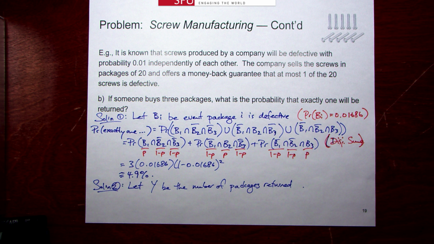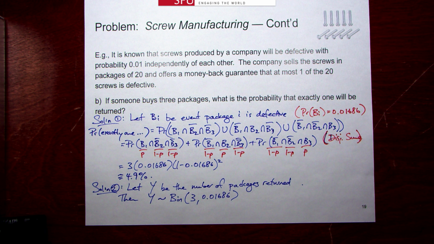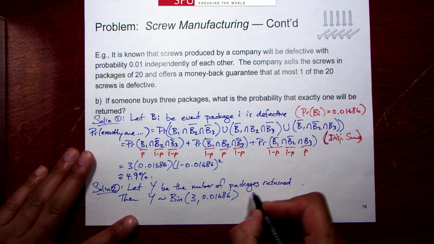Good. There are 3 packages, right? Each one might be returned with a probability of what? Good, with probability of 0.01686. Right? 3 packages. Each one has that probability of being defective. Y is the total number of defective packages. Okay? And we want the probability that y is equal to 1.